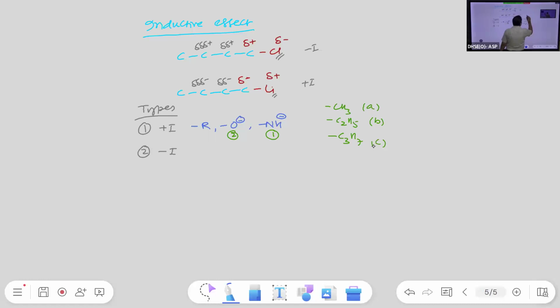So plus I power is C greater than B greater than A. C greater than B greater than A. Okay.